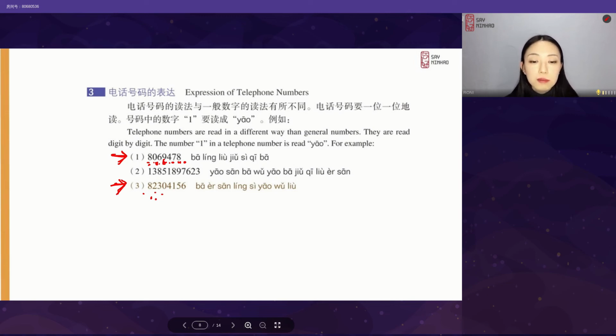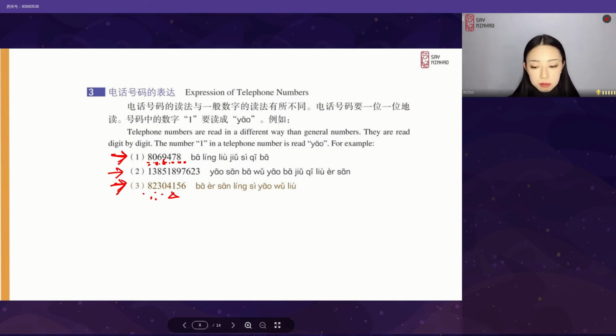82304156. And pay attention to the number 1. We will read it as Yao instead of Yi in telephone numbers, okay? 4156, with Yao.